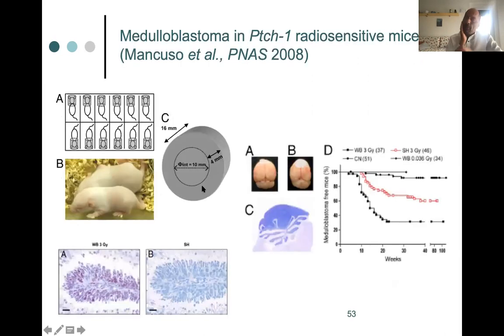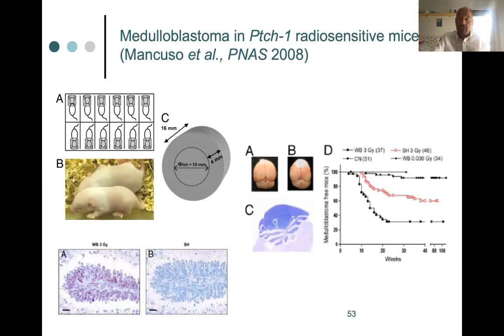And that's an experiment going straight to the transformation in vivo this time, in vivo. So what is this? This is a particular system for medulloblastoma, which is a brain tumor. It's called the PATCH1 radiosensitive mouse. This is a mouse which has a mutation in the PATCH1 gene that makes it very sensitive to medulloblastoma.